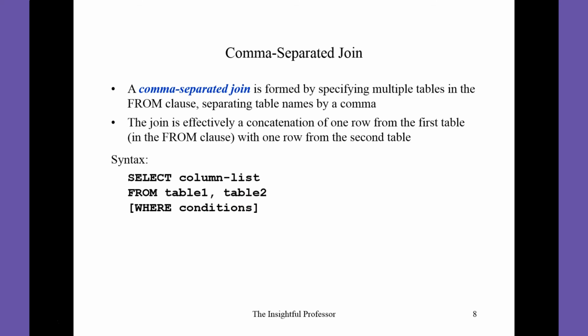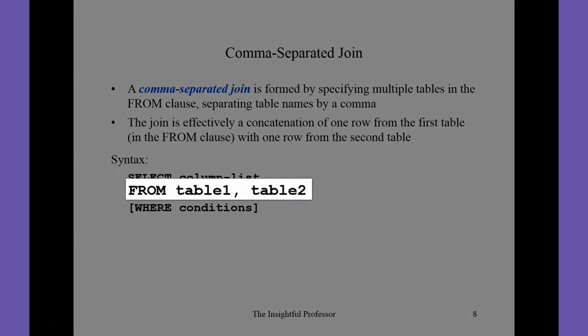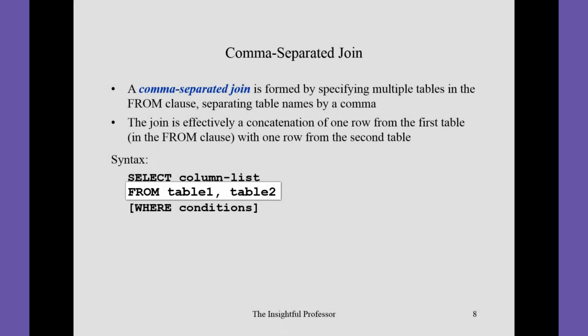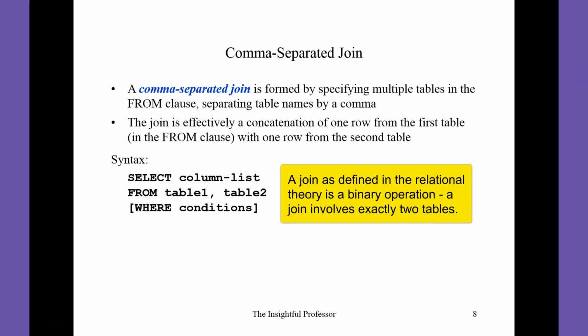Here we present the syntax for a comma-separated join. This type of join is formed by specifying multiple tables in the from clause and separating the names of these tables with a comma. The syntax and example presented here show a join of two tables. According to relational theory, a join involves exactly two tables. That is, it is a binary operation. Later in this presentation, we'll show you how to access more than two tables by employing the join operation.